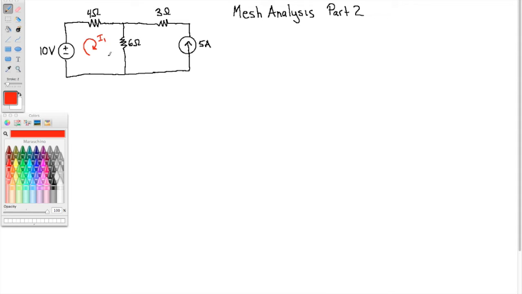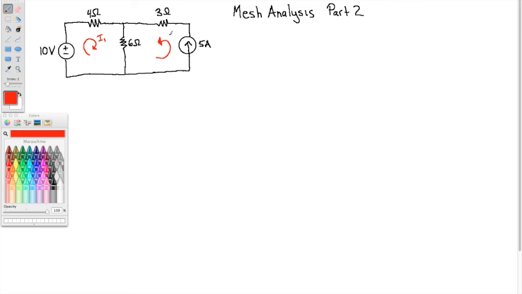So there's mesh 1. A mesh is a loop that contains no other loops. Here's mesh 1, and I'm going to choose the direction clockwise and label that I1. Now here's the second mesh over here. This is mesh 2, and I'm going to choose the direction counterclockwise to go with the current source. You don't have to do that. You can pick whichever direction you like.